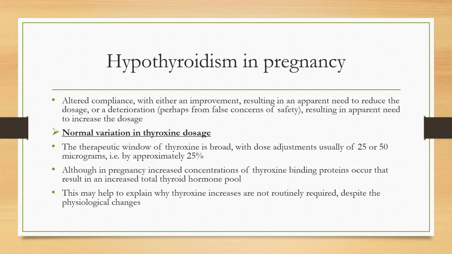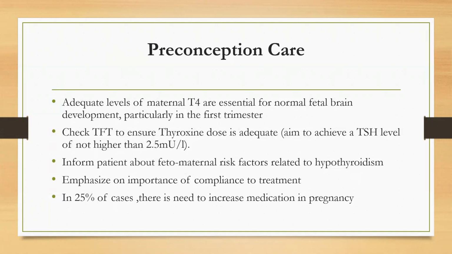So these are changes, but sometimes we don't need to increase the dose because there is already enough pool inside the mother. That's why we need to check the thyroid function first, and then we will increase the dose. So in the preconception care, I have mentioned major points, and I will discuss them again. Adequate levels of maternal T4 are essential for normal fetal brain development, particularly in the first trimester, because T4 will attach to the fetal brain cells and convert to T3. So that's why we need adequate levels of maternal T4 in the first trimester.